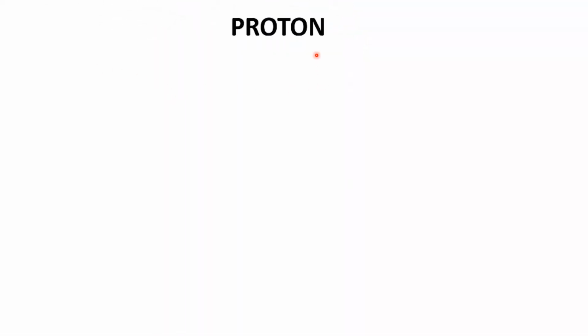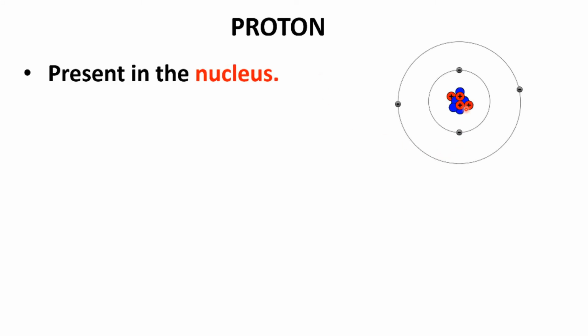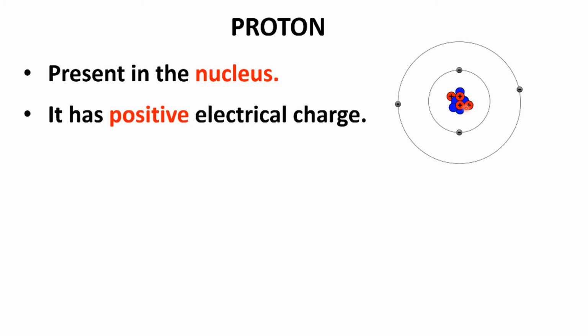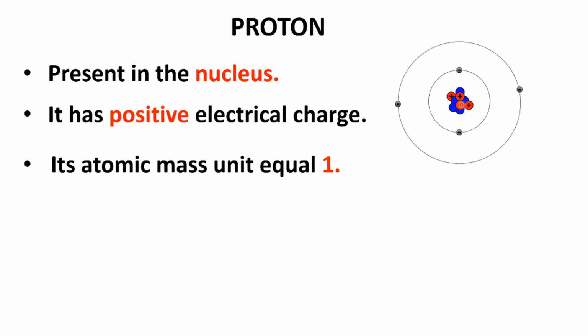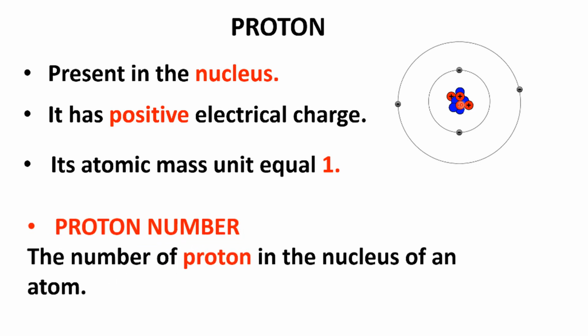What about the proton? Present in the nucleus, it has a positive electrical charge. Its atomic mass unit is equal to 1. What is the meaning of proton number? It is the number of protons in the nucleus of an atom.